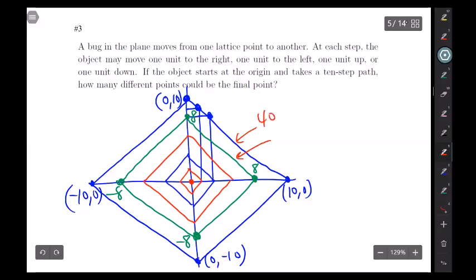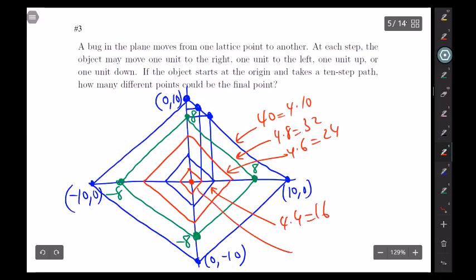This one is 8 times 4, right? So this one was 4 times 10. This one is 4 times 8, which is 32. This one is 4 times 6, which is 24. 4 times 4, 16. 4 times 2, that's an 8. And finally, one way we can end up at the center.